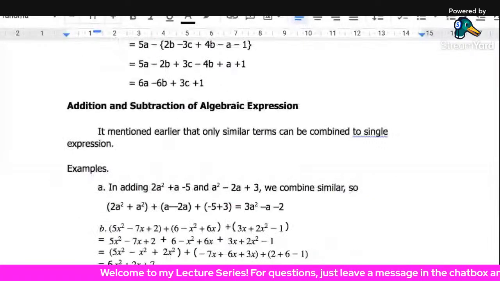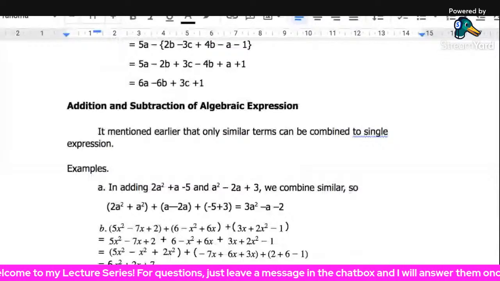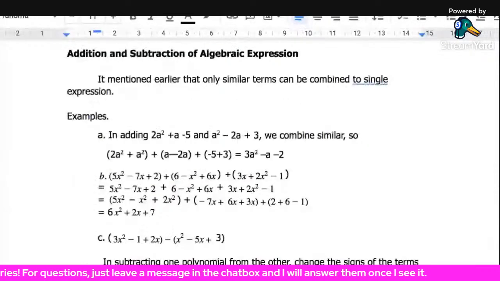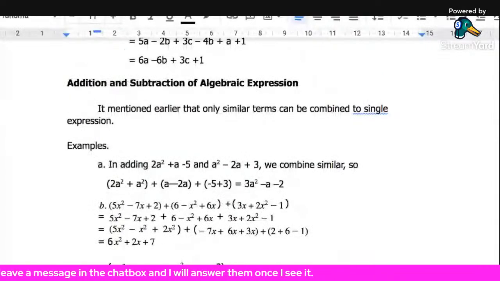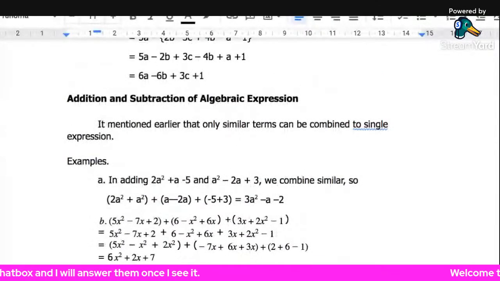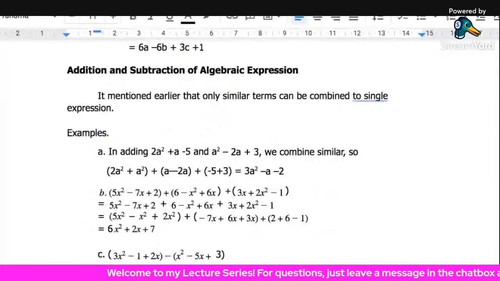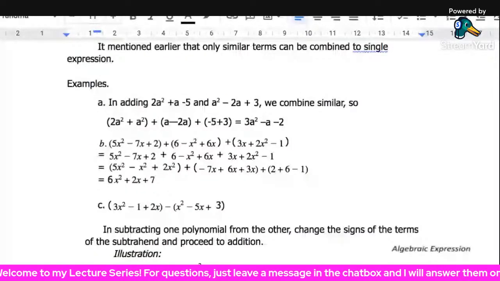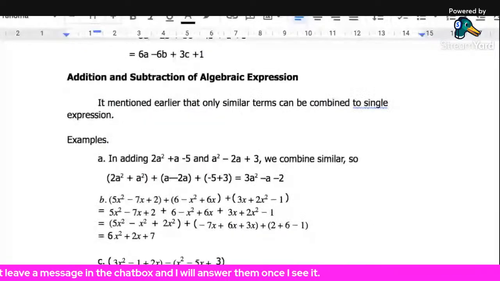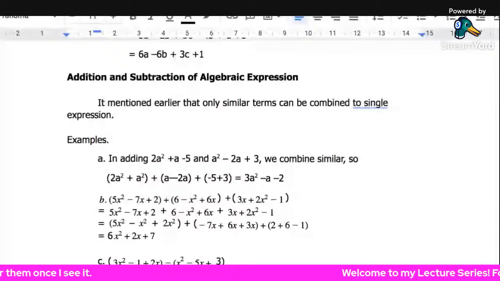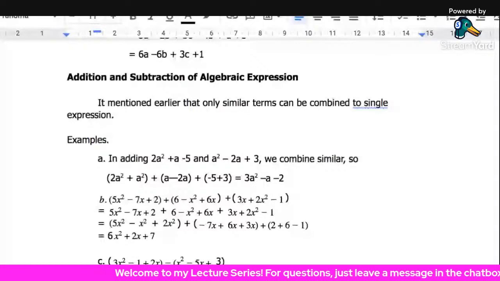Okay, now we proceed to addition and subtraction of algebraic expression. We actually did that in the previous example, but of course it involves variables of the first degree. So here we can see a lot of exponents happening here. So when we add or subtract algebraic expression, of course, again, we combine similar terms and then perform the operation until such time that we will come up with the simplest expression.